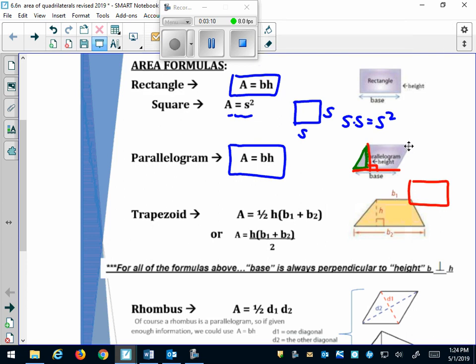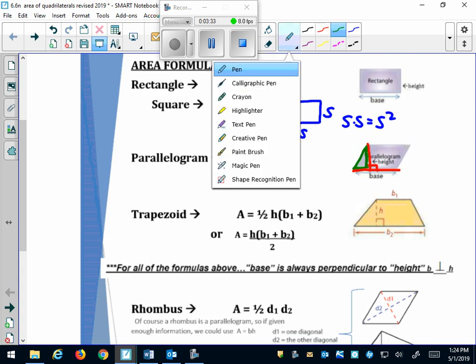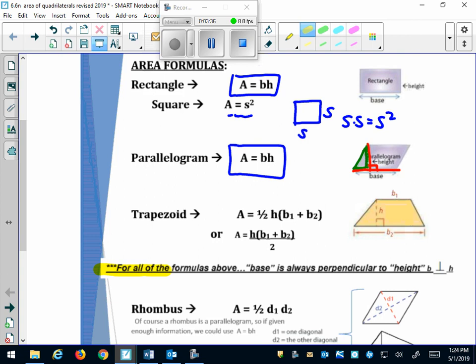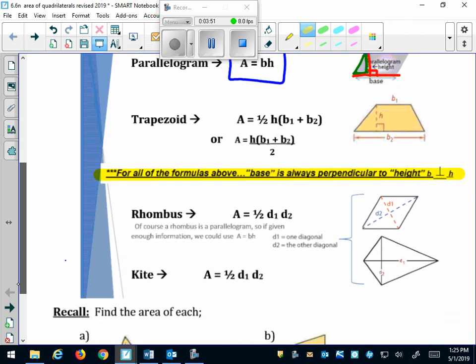Okay, and then the trapezoid formula is a little more complicated, but just as easy to use. 1/2 height, and then there's two bases, because in a trapezoid the two parallel sides are called the bases. So 1/2 height times B1 plus B2. Okay, I'm going to highlight this here because we're going to keep saying this over and over. Base and height always have to be perpendicular to each other. So they form a right angle. And you'll see as we go through that how important that is.